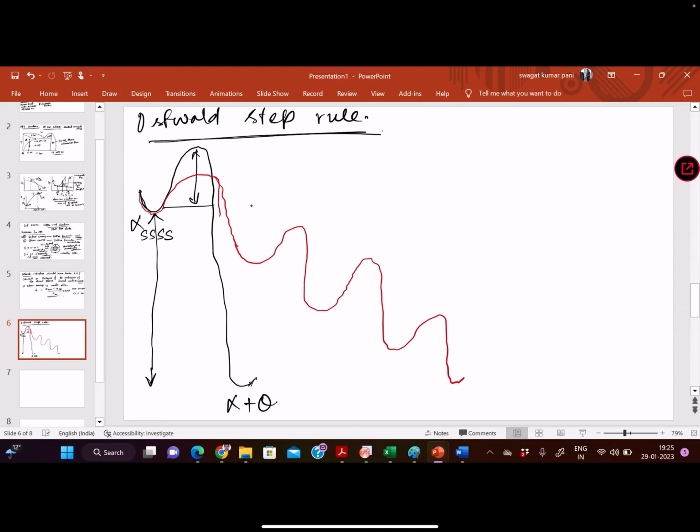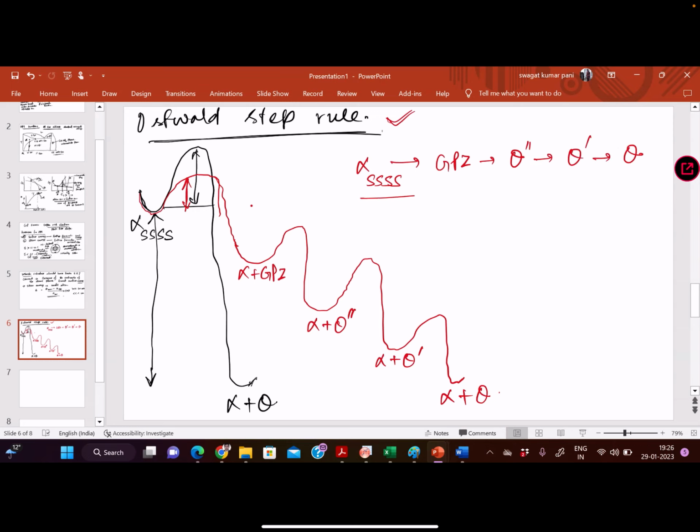It goes like this. So initially it is alpha plus GP zones, then alpha plus theta double prime, alpha plus theta prime, then finally alpha plus theta. So by this, the activation barrier is decreased step by step. So this is called the Ostwald step rule. Remember this sequence, most of the time they ask this question.